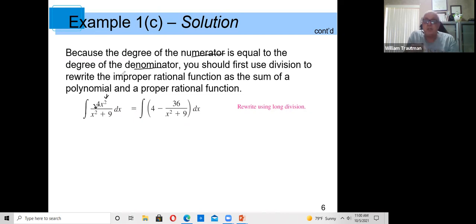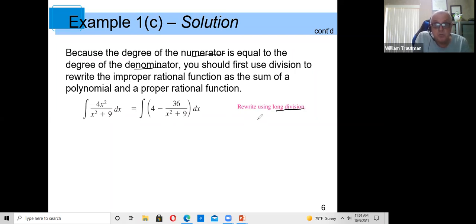If you have an x squared, or even an x cubed, if the degree is the same on the top and the bottom, first of all, you can't make the bottom equal to u, x squared plus 9, because the derivative of x squared is 2x, and we have an x squared on top. You can't do that. So you have to approach this way different. And what you have to do is, right here is a clue, you have to use long division.